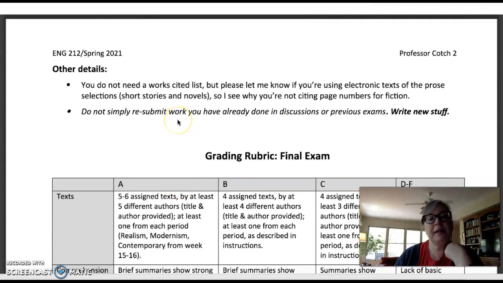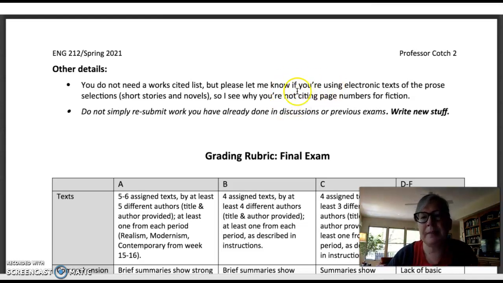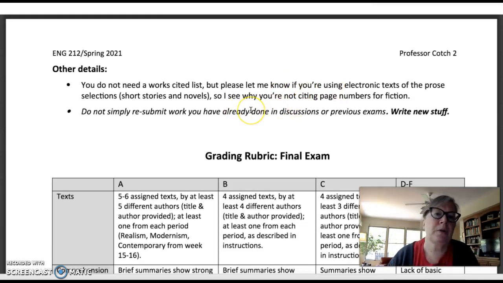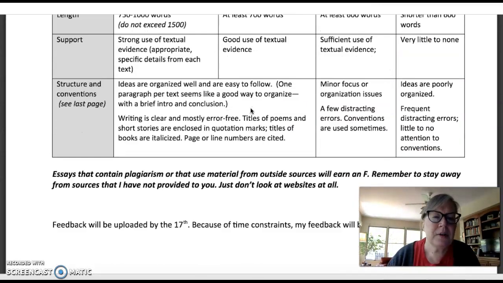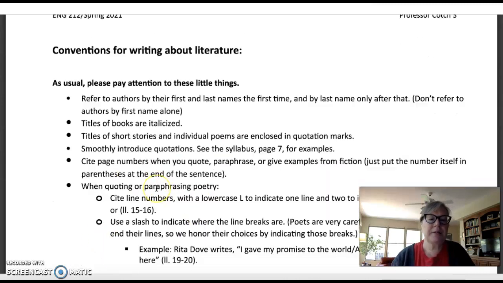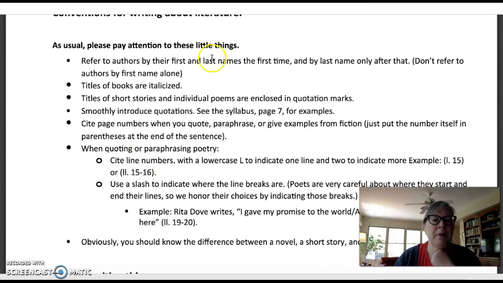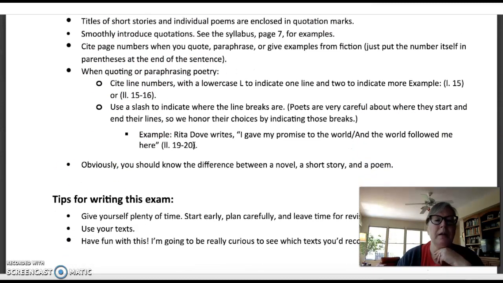You don't need a works cited list, but if you're using an electronic text, you should probably write me a note to let me know that, so I understand why you're not citing page numbers for the short stories and novels. I think that's all I want to say about that. At the end here, I've just got some reminders about conventions that you should remember. You've seen these before. I've provided these in the last 2 exams as well.